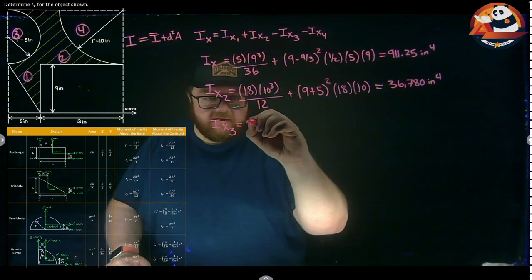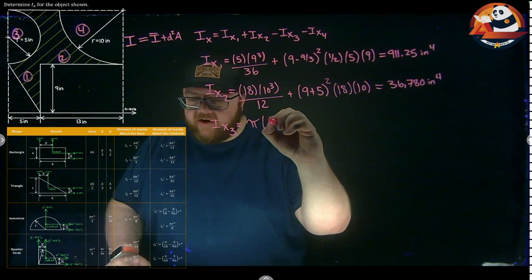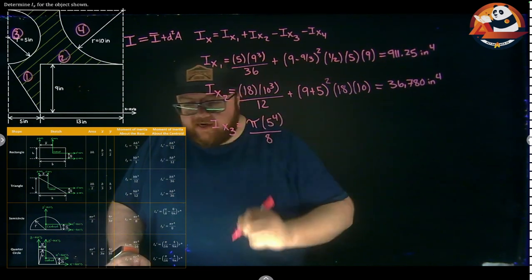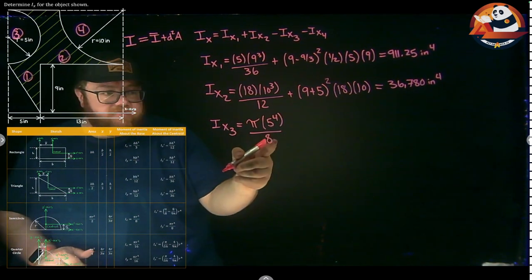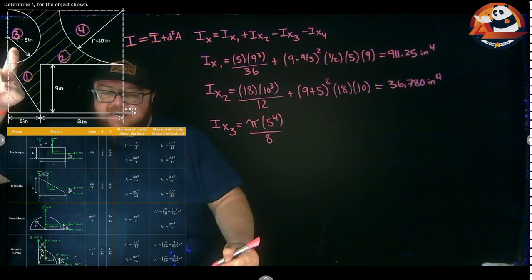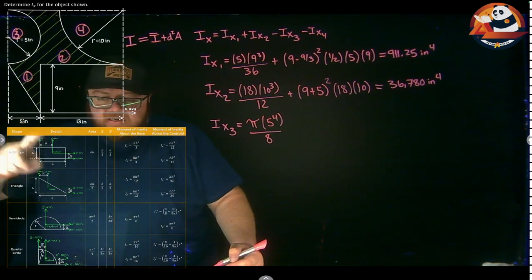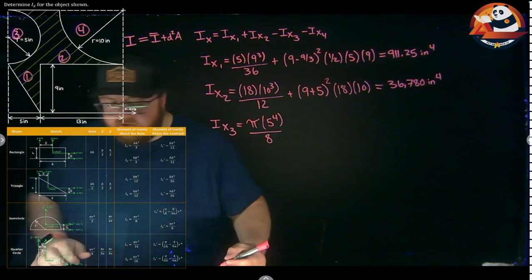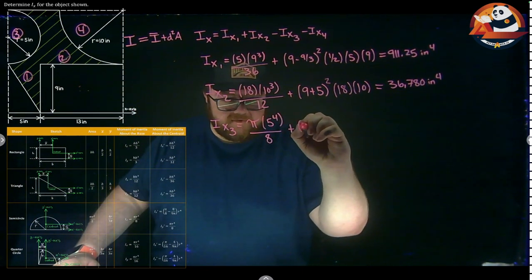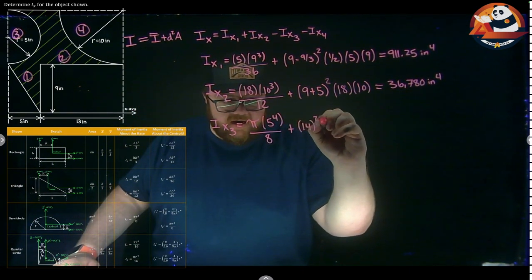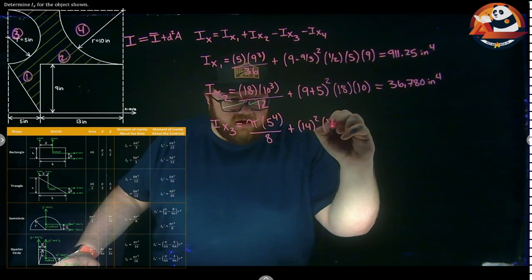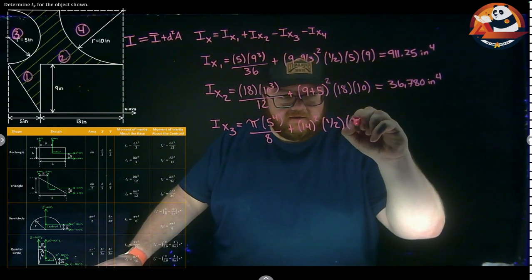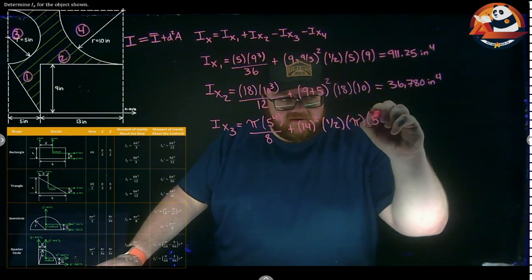So pi, my radius was 5, to the fourth over 8, plus my distance from that centroidal x-axis, the middle of my semicircle, to the x-axis. Well, that would be 5 plus 9, 14 squared. So plus 14 squared times the area, which would be 1/2 pi times the radius squared, pi times 5 squared.